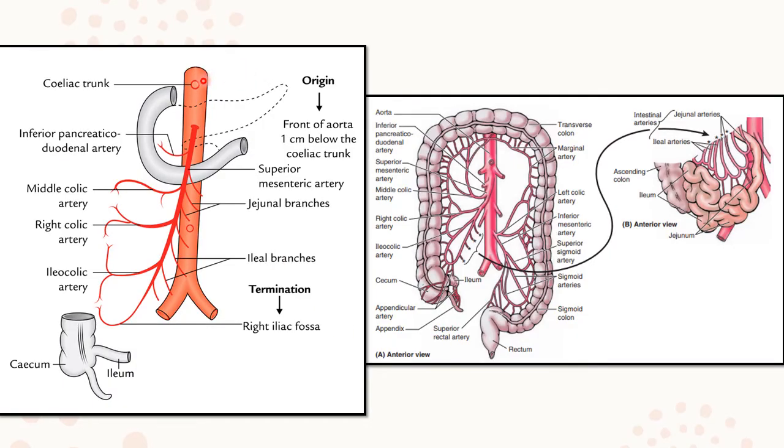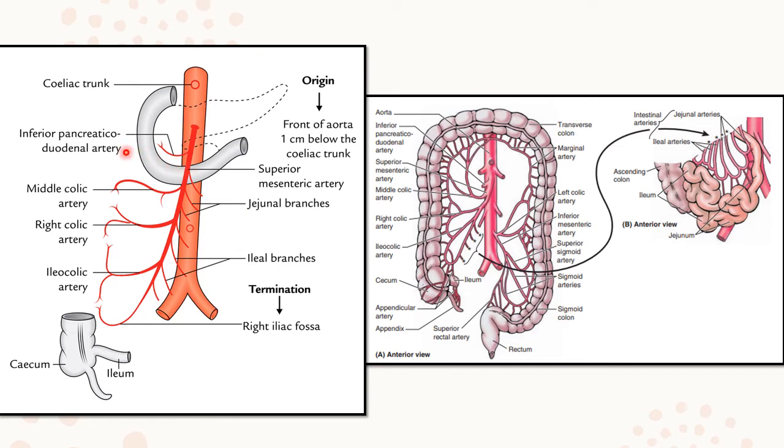Over here you can see that this is the abdominal aorta. You have the celiac trunk over here, and 1 centimeter below it, behind the body of the pancreas, we have this origin for the superior mesenteric artery. And you can see that once this is running between the layers of the mesentery, it is running downwards. It is giving off different branches, and we have 4 major branches which are arising from the right side, and we have these short jejunal branches and ileal branches which are arising from the left side.